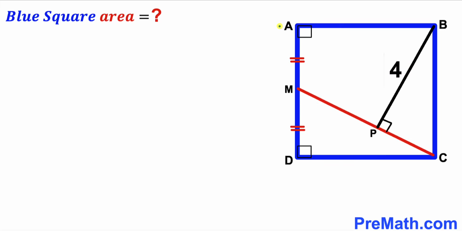And furthermore, segment AM equals segment MD. In other words, M is the midpoint. And now our task is to calculate the area of this blue square ABCD.